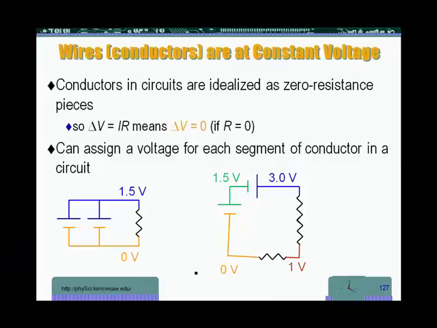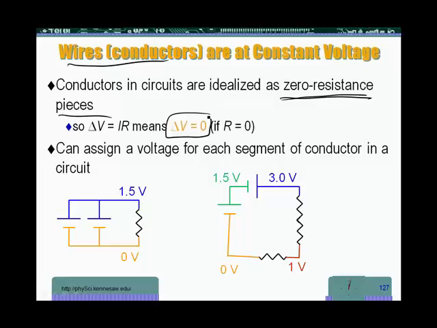Now, just a reminder, remember wires in a circuit ideally have zero resistance. Remember, wires in a circuit, conductors in a circuit, are idealized as zero resistance, meaning that the voltage across them is zero. The electrical potential across them is zero.